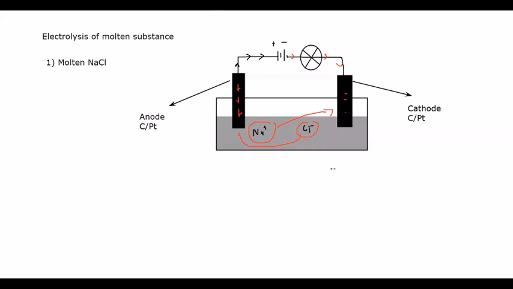So if you want to write an equation for the cathode, the positive ions are attracted towards the cathode. So sodium, which is a plus ion, will take an electron and change into a sodium atom. So what we'll observe whenever a metal is formed, you can mention a shiny solid formed.